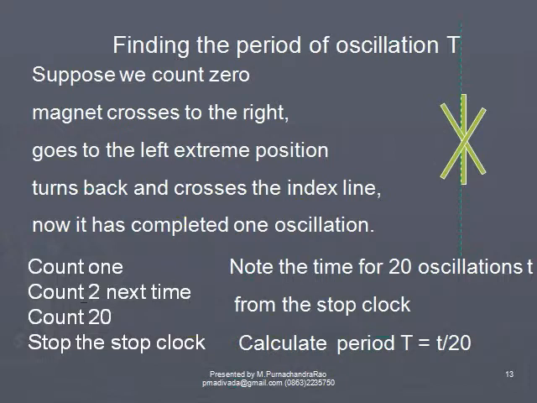For example, suppose we count 0 when the magnet crosses the index line moving to the right. Then it goes to the left extreme position, turns back, and moves to the right extreme position, and it crosses the index line. Now it has completed one oscillation. Then we count 1. Similarly, when it crosses for the second time, count 2.